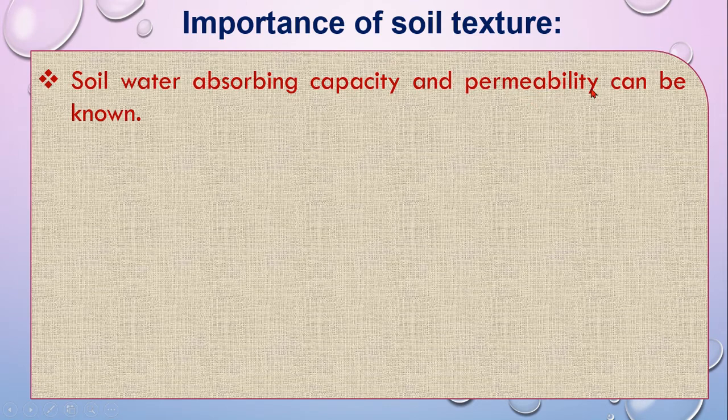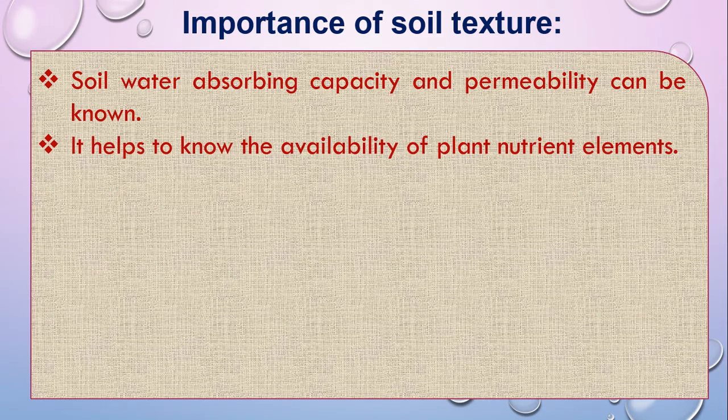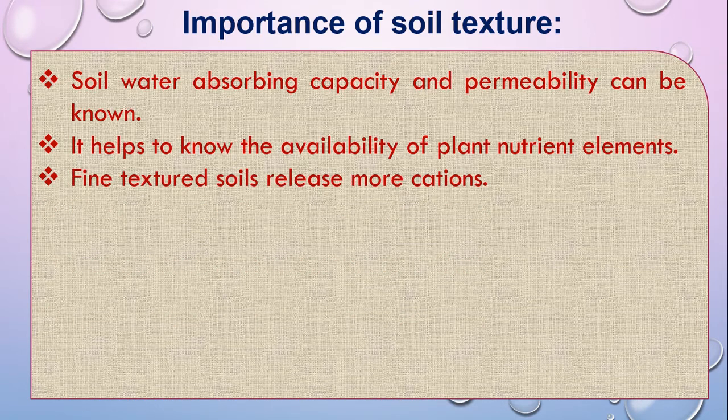Next is that soil water absorption capacity and permeability can be known. That means if you know the soil texture, you can understand which soil can hold water for the maximum time and which soil cannot. You can understand that by knowing the soil texture. Then it helps to know the availability of plant nutrient elements, and when you know the soil texture, you can easily understand which soil has more plant nutrient elements.